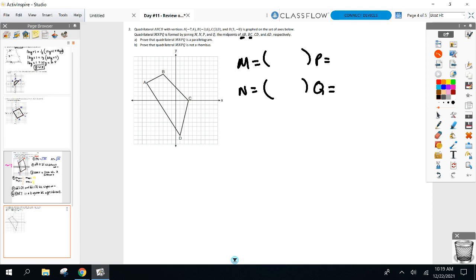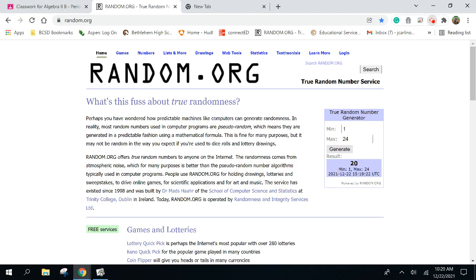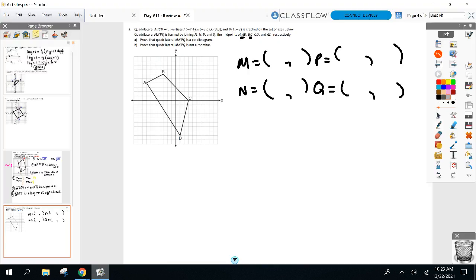Yep, little midpoint review once again. Here you go with the coordinates. Just check your coordinates. M should be negative 5, 5. N should be 0, 3. P, 2, negative 4. And Q, negative 3, negative 2. And if you haven't done so already, go ahead and graph those on your quadrilateral ABCD.